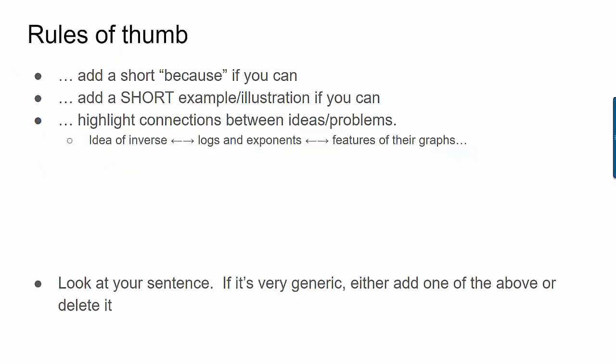So in conclusion, here's a couple of rules of thumb. Try and add a short because, try and add short examples or illustrations, and try and highlight connections between ideas and problems. That's going to go a huge way towards making your learning logs more useful for you, but also showing me what your mathematical understanding is. So what I would do is write your learning log, then go back, look at each sentence, and ask yourself, is this sentence really generic? And if it is, try and add one of the things above. If you find that you can't, then probably just delete the generic sentence, because it's not helpful to clutter up your log with generic sentences.